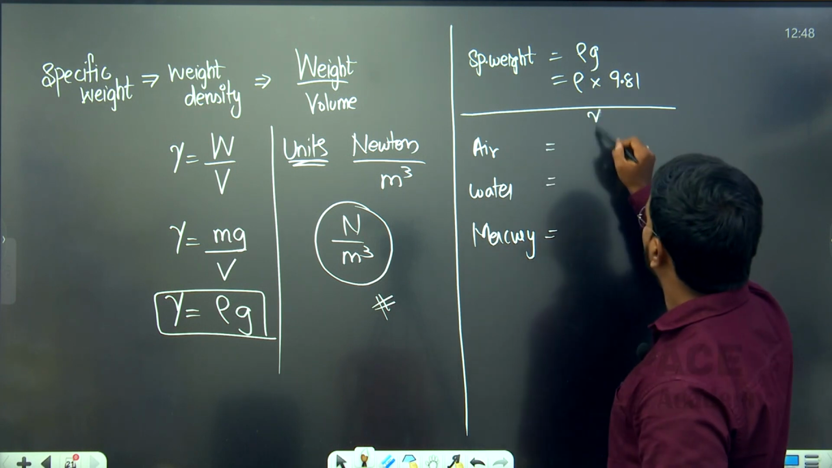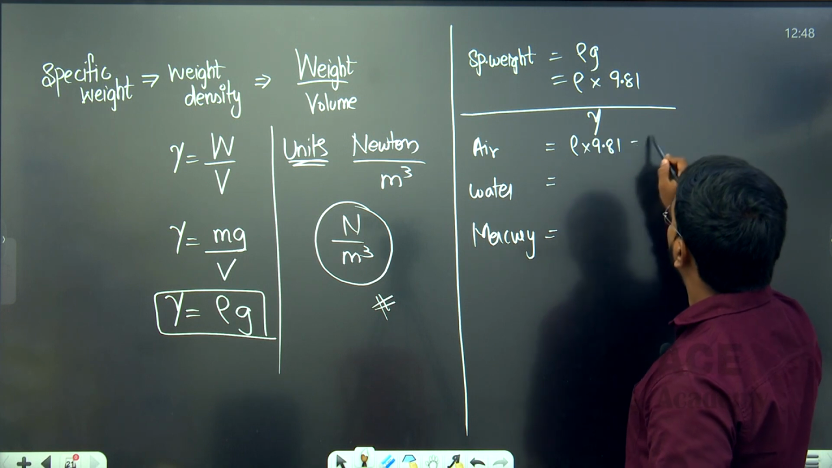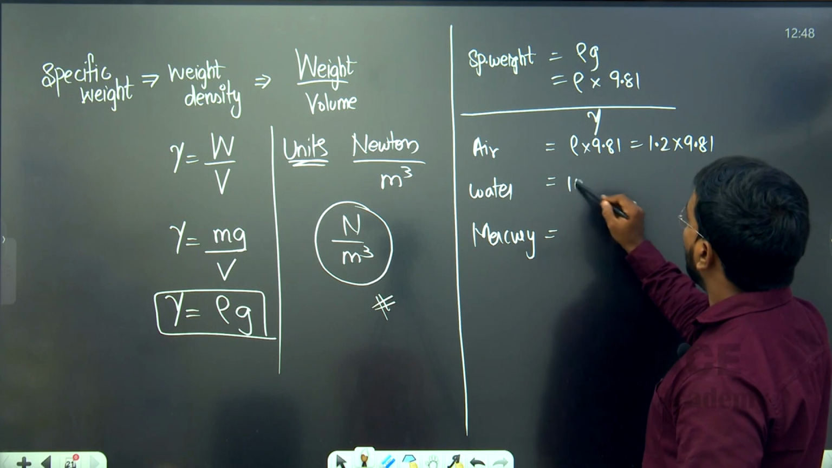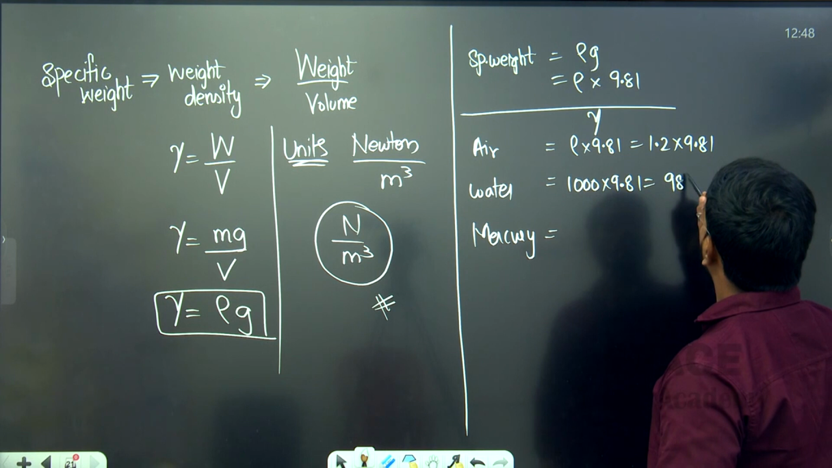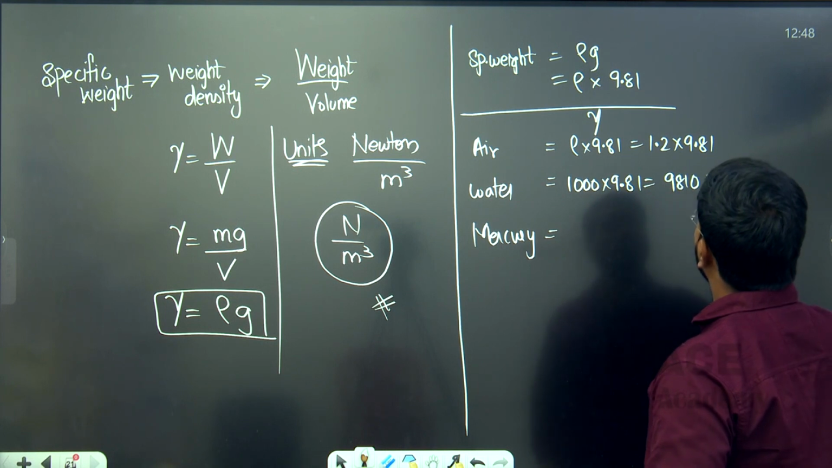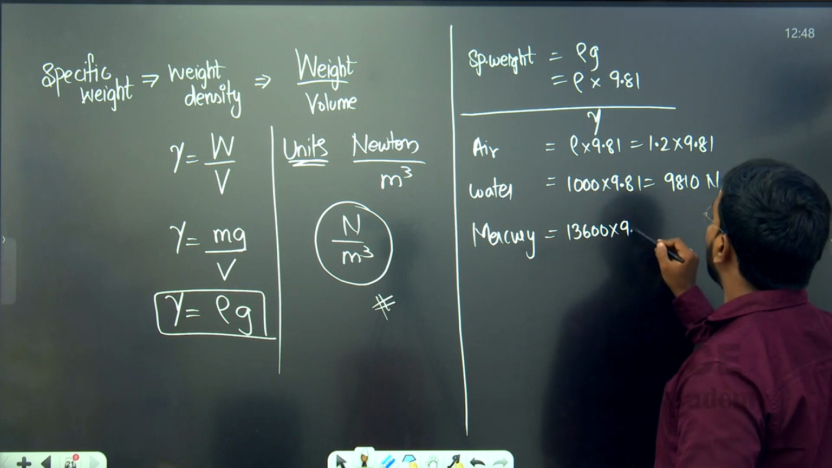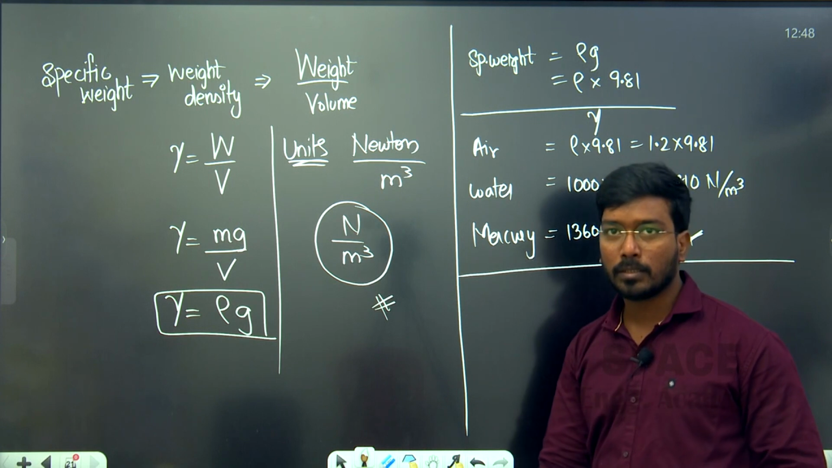Then what is the specific weight? Density into 9.81. What is the density value? 1.2. So the answer is 1.2 into 9.81. What is the water density? 1000. 1000 into 9.81. That is 9810 Newton per meter cube. What is the mercury density? 13,600 into 9.81. So that's how we get the values for specific weight.